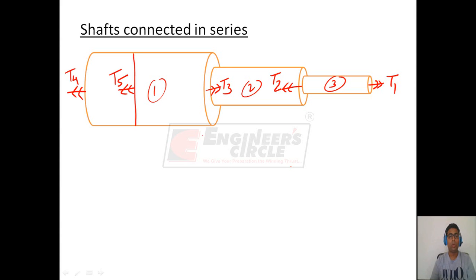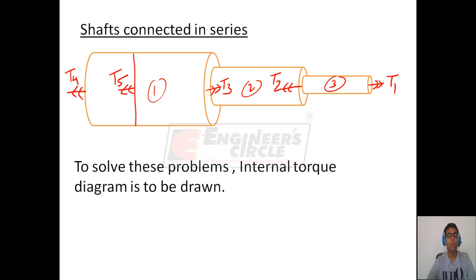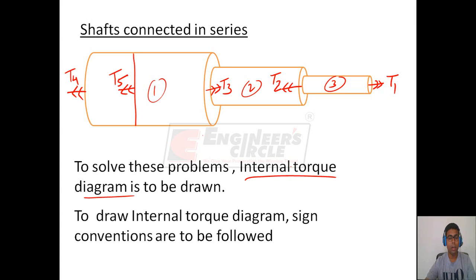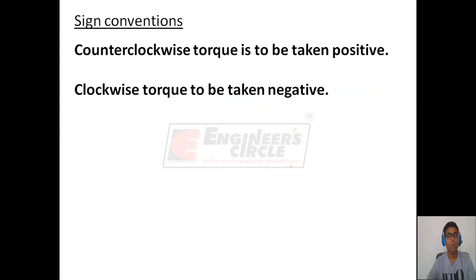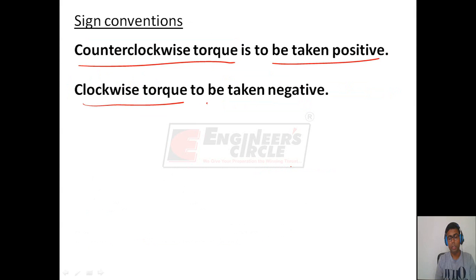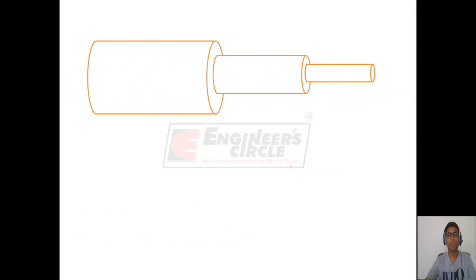Now, to solve the questions of shaft in series, an internal torque diagram is to be drawn. To draw the internal torque diagram, sign conventions are to be followed. The sign conventions are: counterclockwise torque is taken as positive and clockwise torque is taken as negative. So let us draw the internal torque diagram for this shaft.